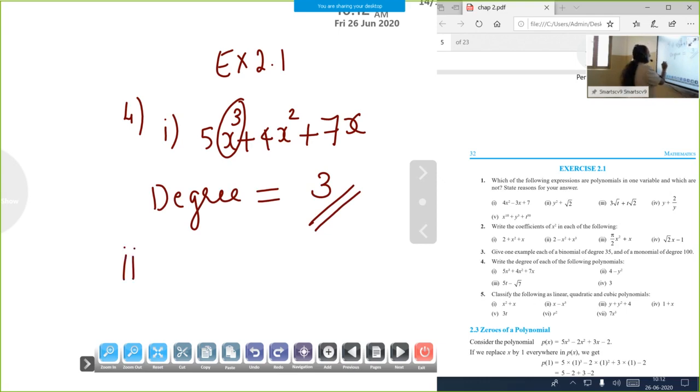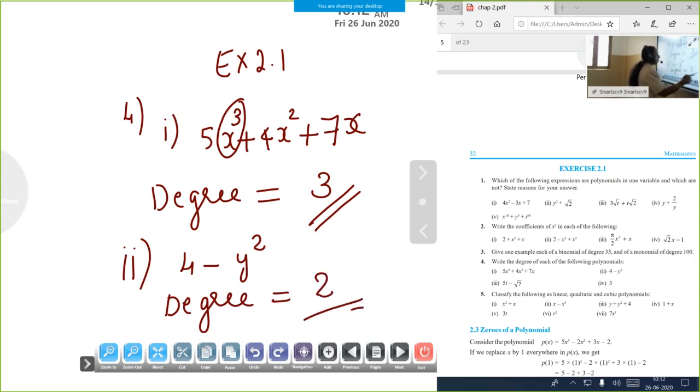Then second question. 4 minus y square. What is the degree here? Here the variable is y and its power is 2. So the degree equals 2. The power of that variable. Highest power of the variable.